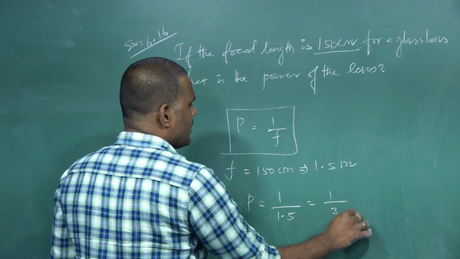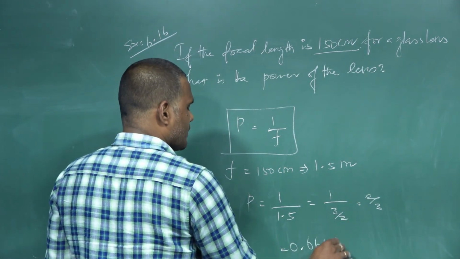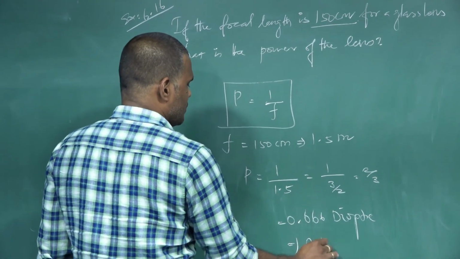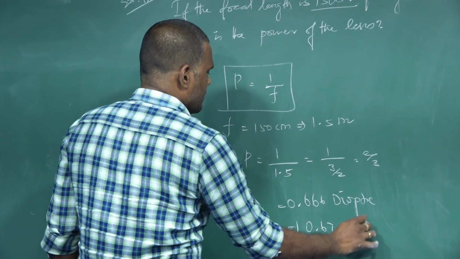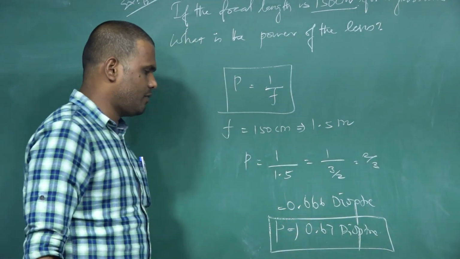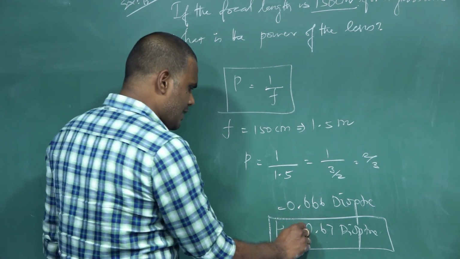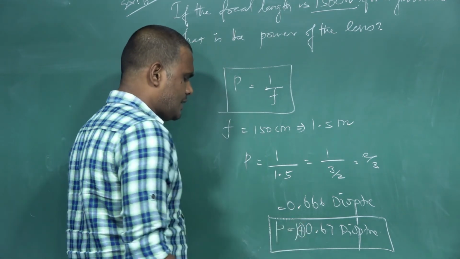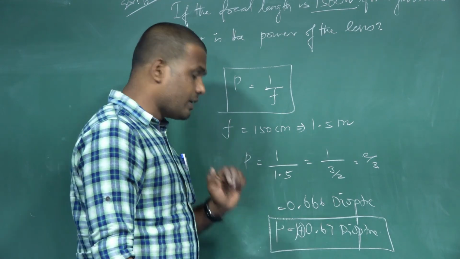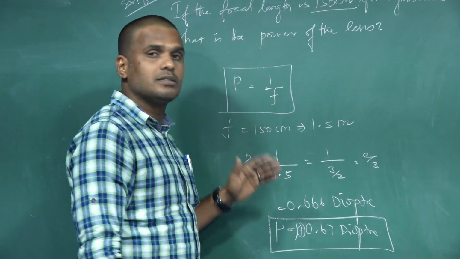1.5 is nothing but 3 by 2. So I will have 2 by 3. 2 by 3 is 0.666 diopter. I can round it off to 0.67 diopter. Or in other words, I can write it in terms of meter inverse. Power of the lens is 0.67 diopter. As the power of the lens is obtained positive, we can arrive at a conclusion that the given lens is a converging lens or the given lens is a convex lens.